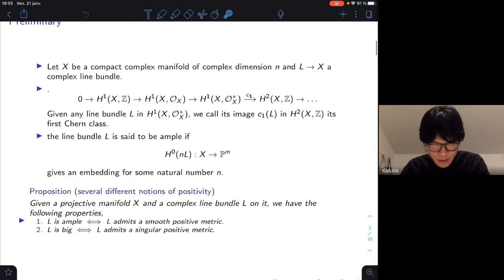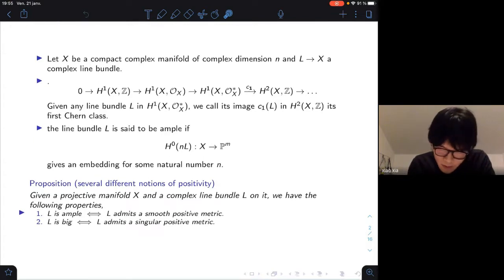All right. Also, for each line bundle, we have a map from the global sections to P^N. This is the map due to the global sections.